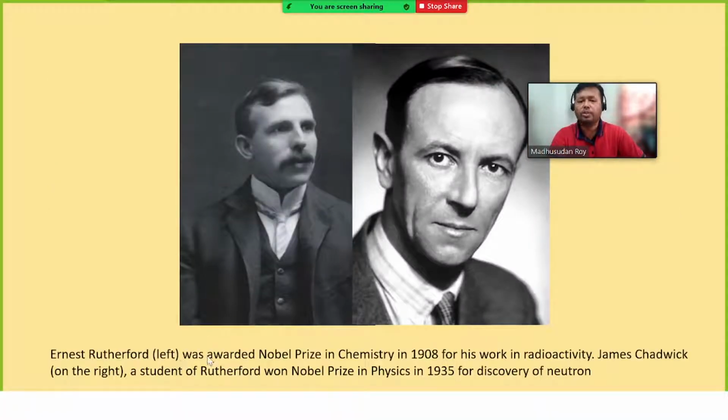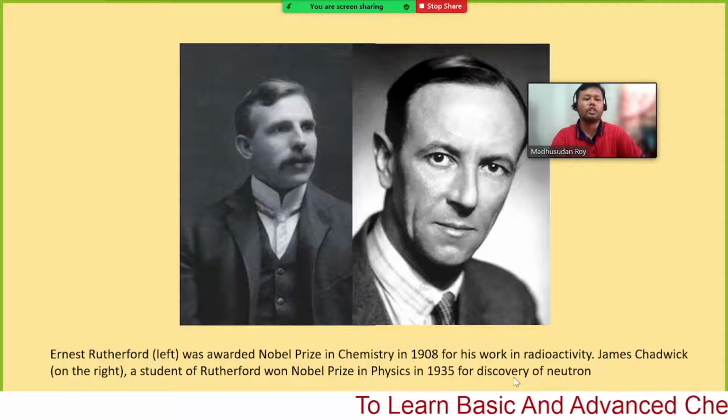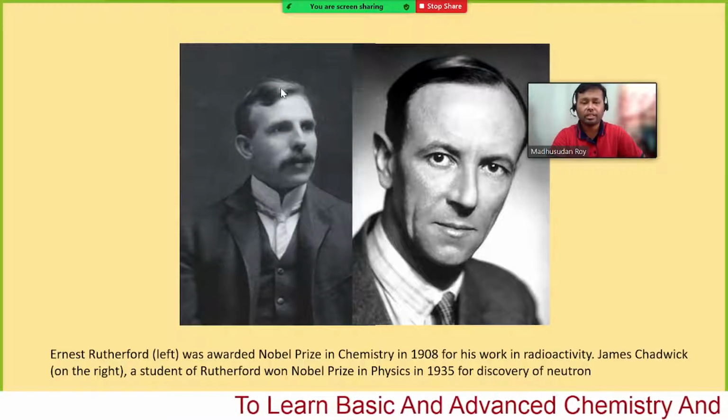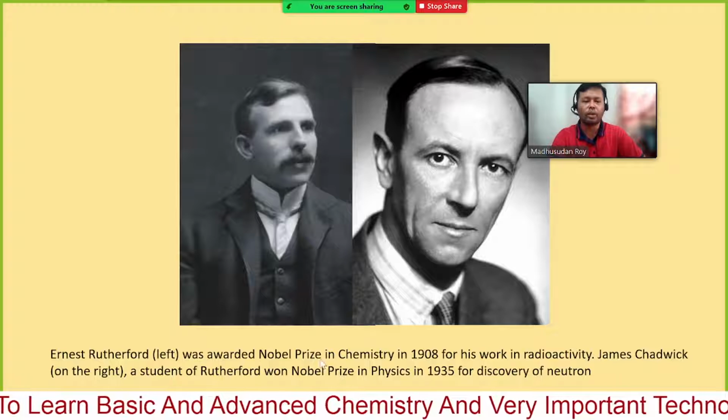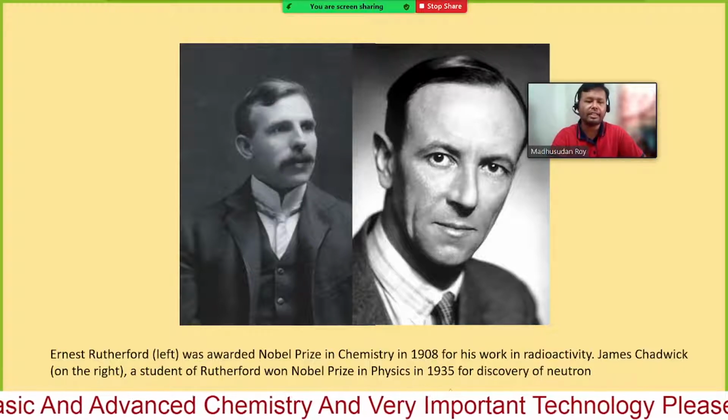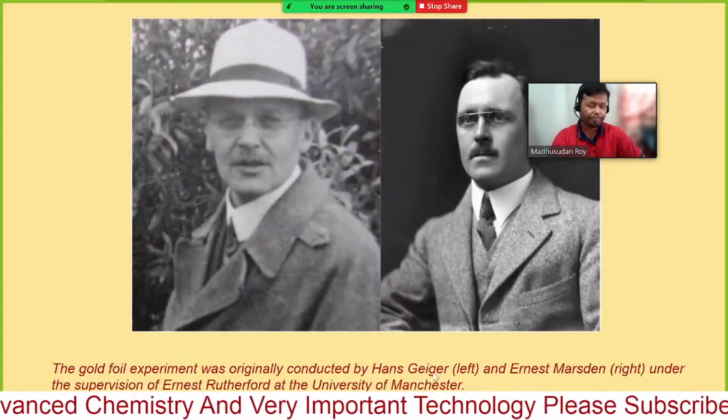Ernest Rutherford, this man, was awarded Nobel Prize in Chemistry in 1908 for his work in radioactivity. James Chadwick, a student of Rutherford, won Nobel Prize in Physics in 1935 for discovery of neutron. So this is the teacher, this is a student. Both of them won the Nobel Prize, 1908 and 1935.